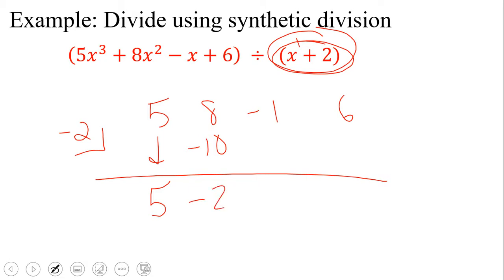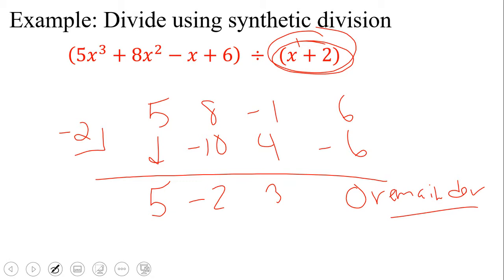Multiply to the box. Negative 2 times negative 2 is 4. Put it in the next column. Add that column. Multiply to the box. Add the column, 0. The fact that you get a 0, so again, this is always the remainder slot. If you wind up getting a 0, that means that x plus 2 divides evenly into this polynomial. It doesn't have to happen, but again, we do like those problems the best.